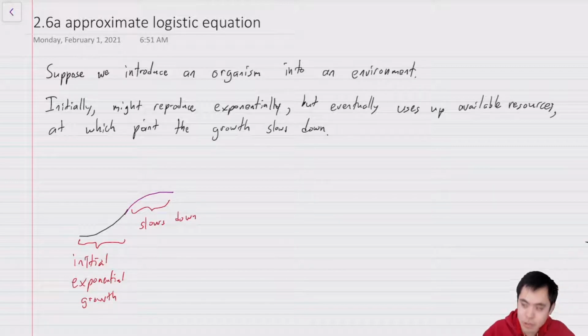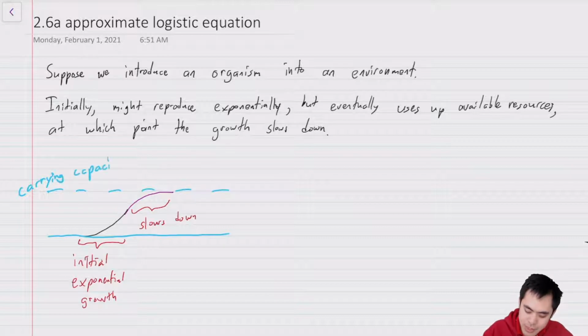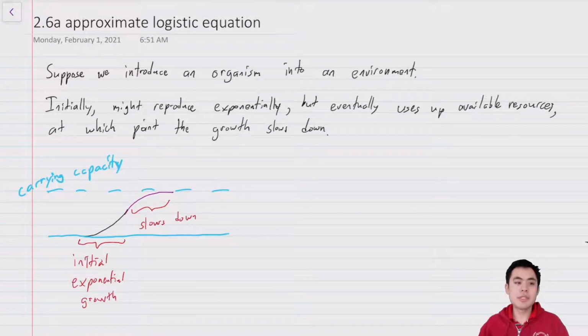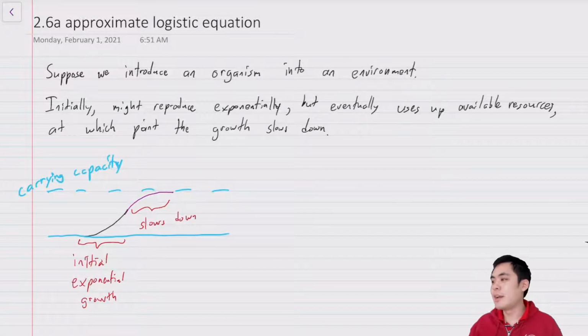And let's assume that there's some maximum number for the population, so this here is the zero line. Let me put that in blue. And then let's suppose that we have some carrying capacity, which is the maximum number of individuals the population supports.